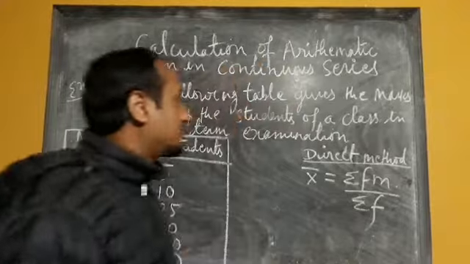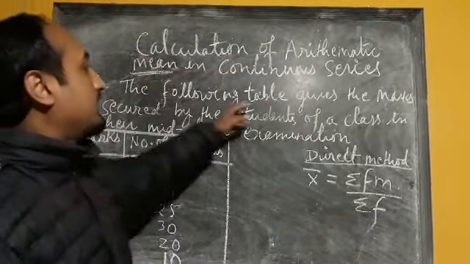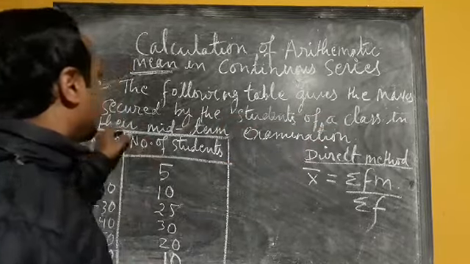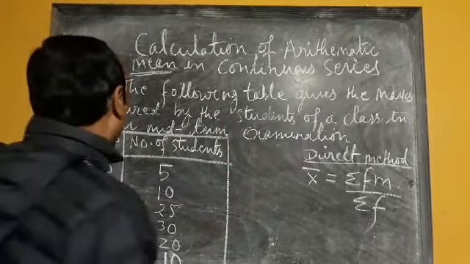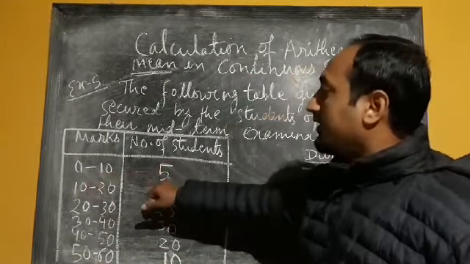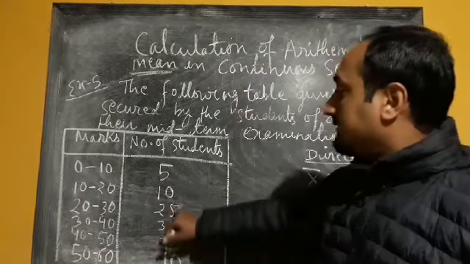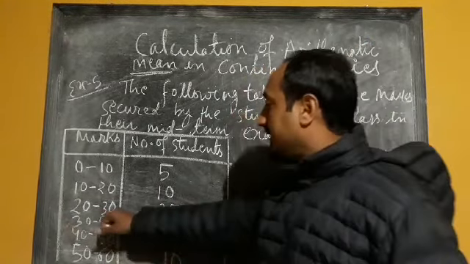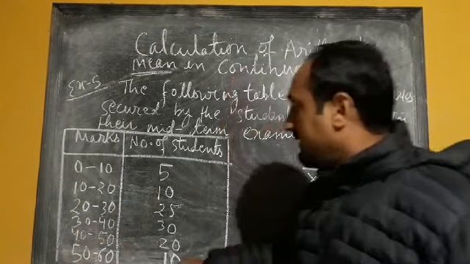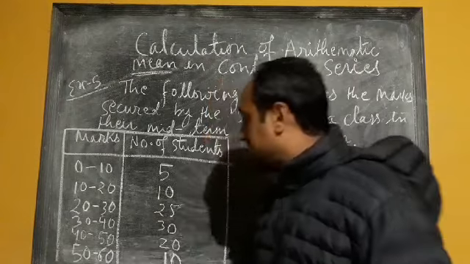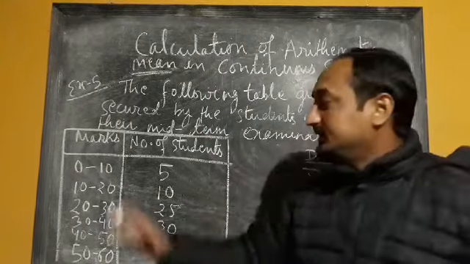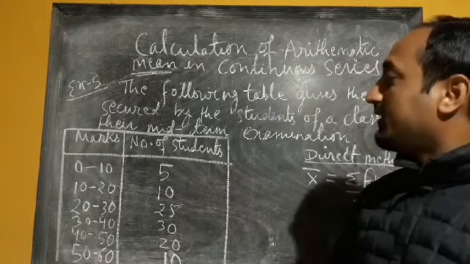Okay, so first question, we have the following table which gives the marks secured by the students of a class in their midterm examination. The class interval of marks is given here: 0 to 10, 5 students have secured. 10 to 20, 10 students have secured. 20 to 30, 25. 30 to 40, 30. 40 to 50, 20 students. 50 to 60 we have 10 students.